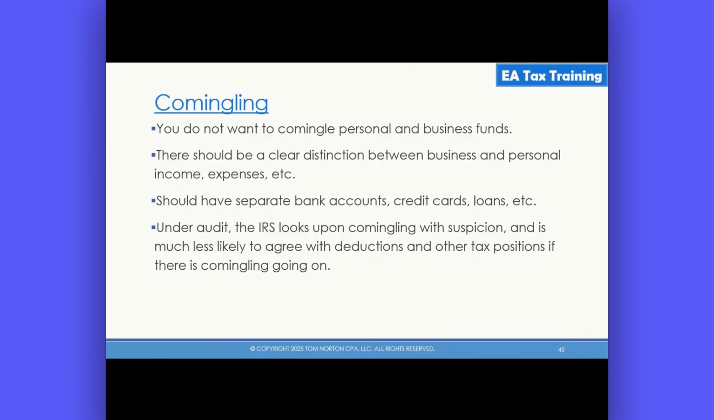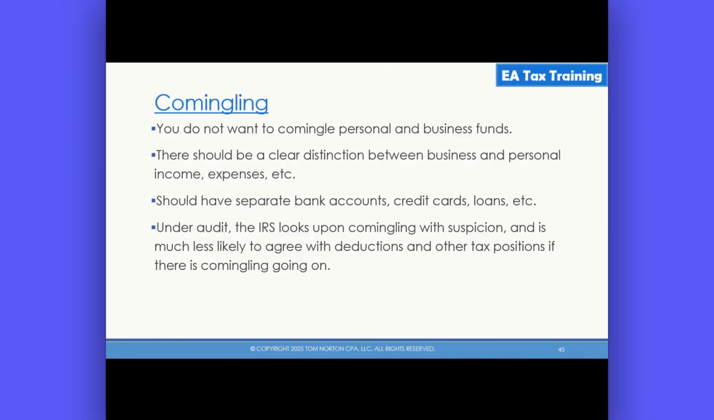If you get audited, the IRS is going to look upon commingling with suspicion. They're going to say, well, you've got some things that are business, some things that are personal. Do you even have a business? So when you go back to that hobby versus business thing, they could say, you don't really even have a business. This is just all going through your personal account. Or they can say, well, you've got all these personal things in there. How do we know that this thing that you say is business is really business? We're not going to allow it.